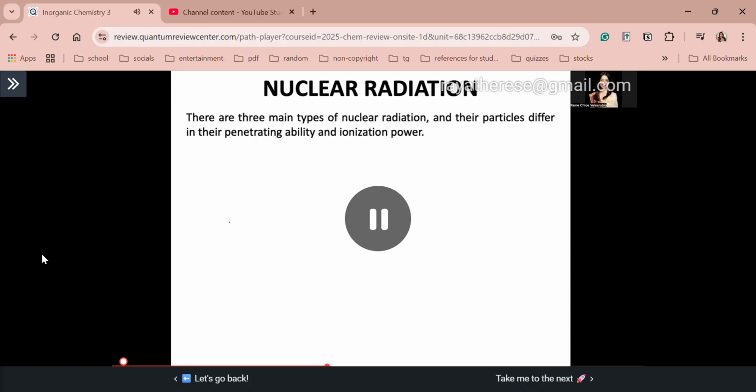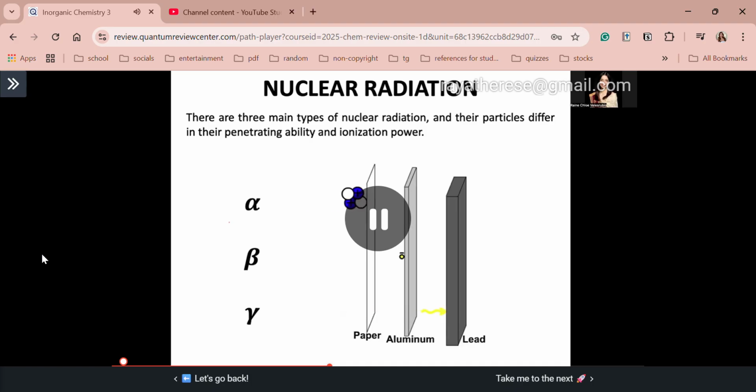Now the energy from nuclear radiation comes mostly from radioactive decay, but some of these nuclear radiation can actually be emitted from nuclear fusion and nuclear fission reactions. So there are 3 main types of nuclear radiation. So first is the alpha radiation, okay, as shown in your table 13.